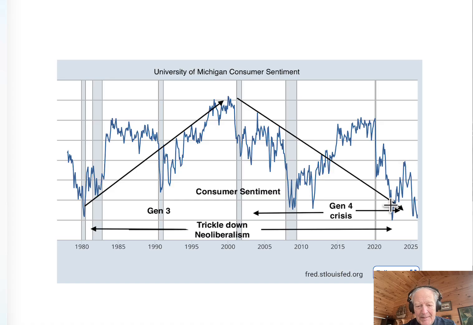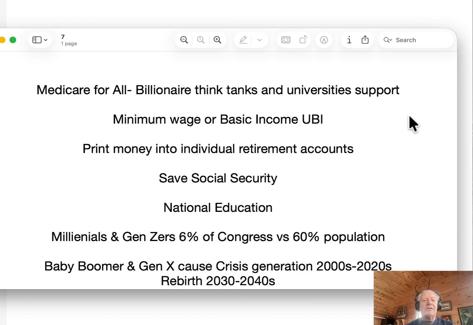Then under Biden, it blipped back up. Not as good as Obama, but blipped up, far better than Trump and other periods of past history. Right back down under Trump, right back down into the gutter. We are in Generation 4 from 2009 for crisis. I think it ends sometime 2026 to 2034. Let's put an end to it. Let's get going. So what are some of the things we need to work on? Okay, Medicare for all.